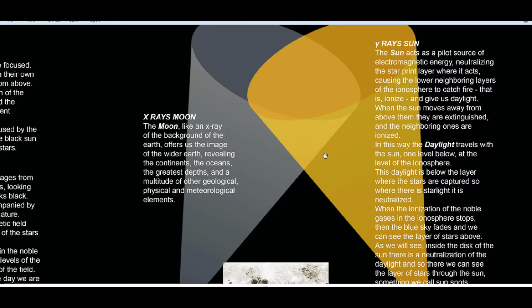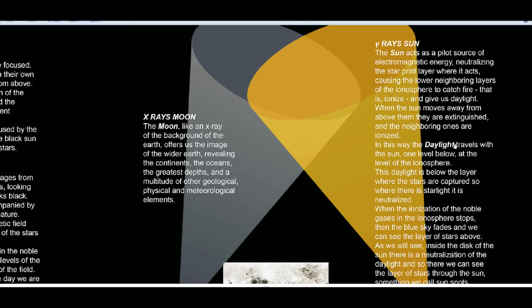And the sun acts as a pilot source of electromagnetic energy, neutralizing the star print layer where it acts, causing the lower neighboring layers of the ionosphere to catch fire, that is, to ionize. So the fire element is the scientific term of ionization, ionize, and gives us daylight.